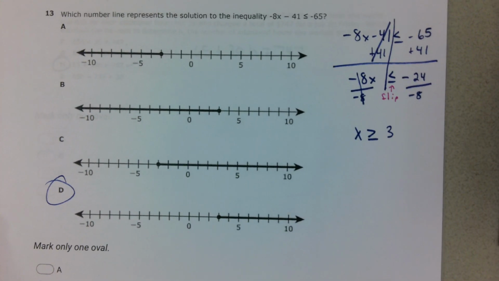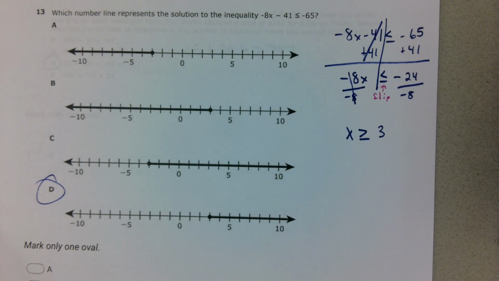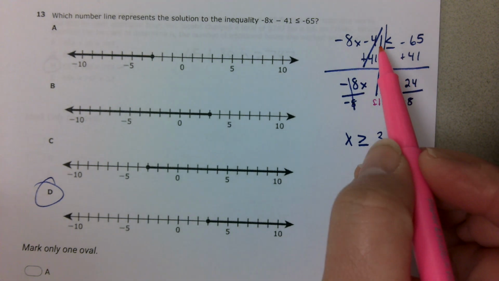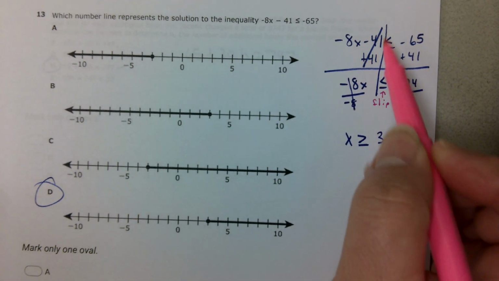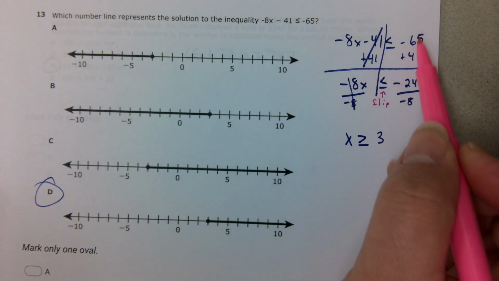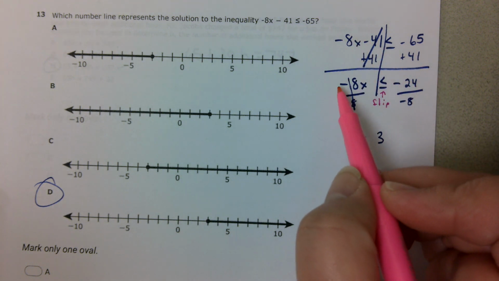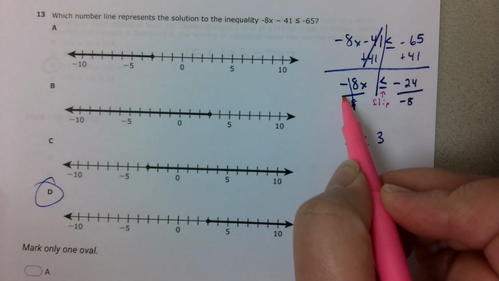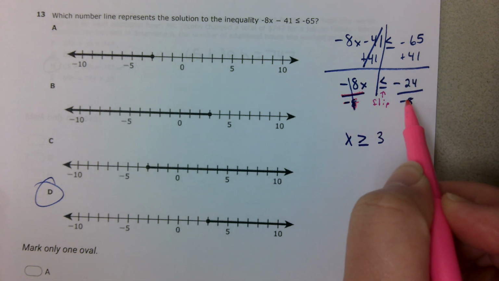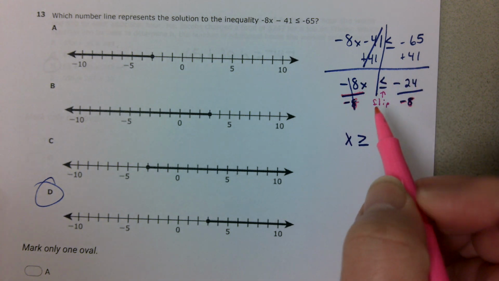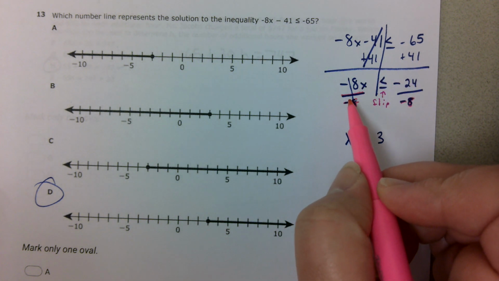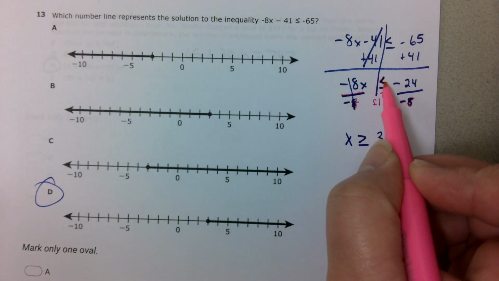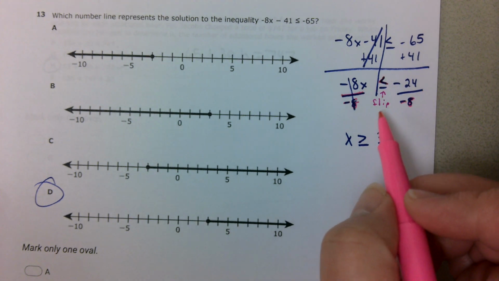Number 13. Which number line represents the solution to the inequality negative 8x minus 41 is less than or equal to negative 65? So to solve this, the first thing I did was I inversed my subtracting 41. I add 41 to both sides. And when I do that, I get negative 8x is less than or equal to negative 24. Divide by negative 8, divide by negative 8 to get x isolated. And remember, when we multiply or divide by a negative in our inequalities, we need to flip that inequality symbol.